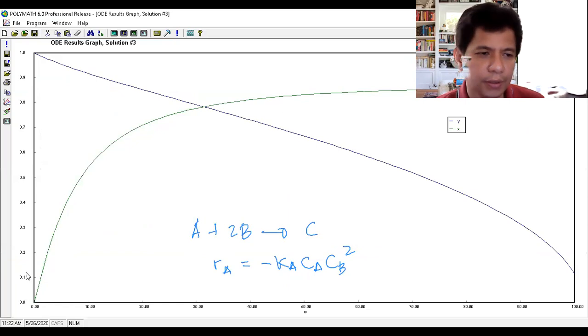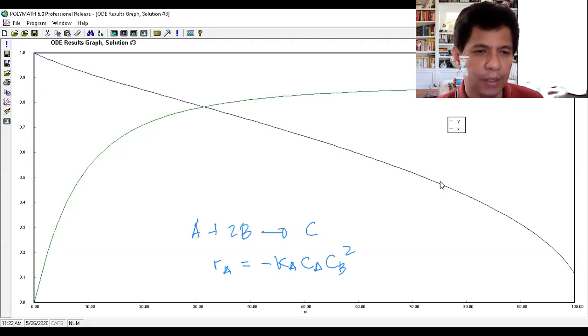This is the conversion. So as the weight increases, the conversion also increases. The blue one is the pressure. So since the product has fewer number of moles, the pressure as the conversion increases decreases. This is the pressure ratio. So mukhang logical naman to, ano? Okay.